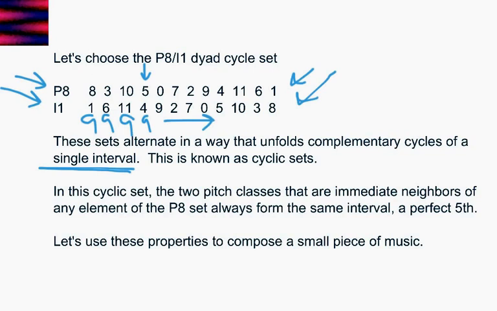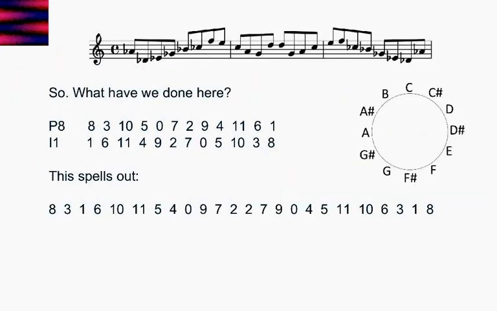So taking any neighbors of these elements of the P8 set, for example, always forms the same interval, a perfect fifth. And you can once again prove to yourself, marching across here, that we've done that. So let's use those simple properties to compose just a very small piece of music.